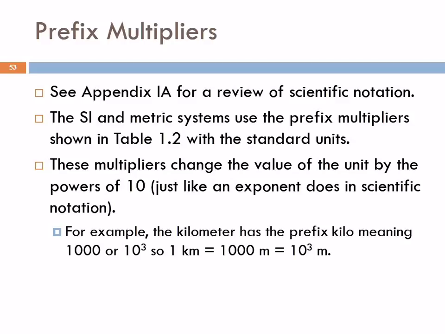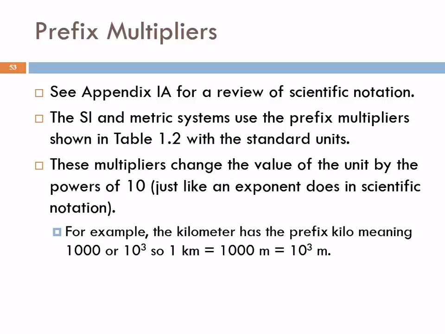We mentioned the metric system. The metric system, I think, is awesome. It really helps to have an understanding of scientific notation. I'm not going to go over scientific notation in lecture. You should know that from your prereq class. If you need a review of that, you can consult Appendix 1A in your textbook, and feel free to ask me outside of class, but I'm going to assume that you're okay with scientific notation.